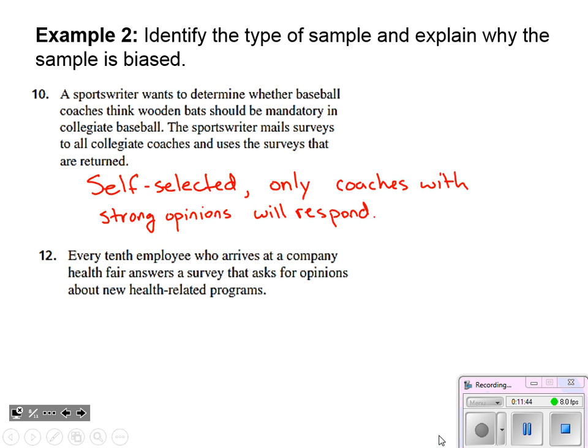Number 12, every 10th employee who arrives at a company health fair answers a survey that asks for opinions about new health-related programs. Okay, this is a systematic sample.